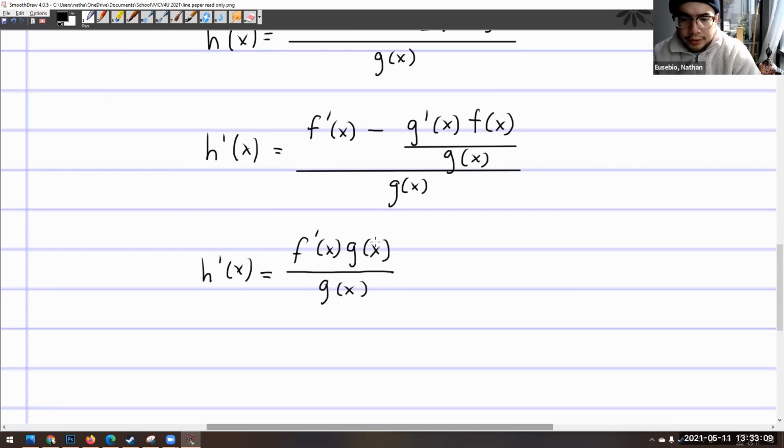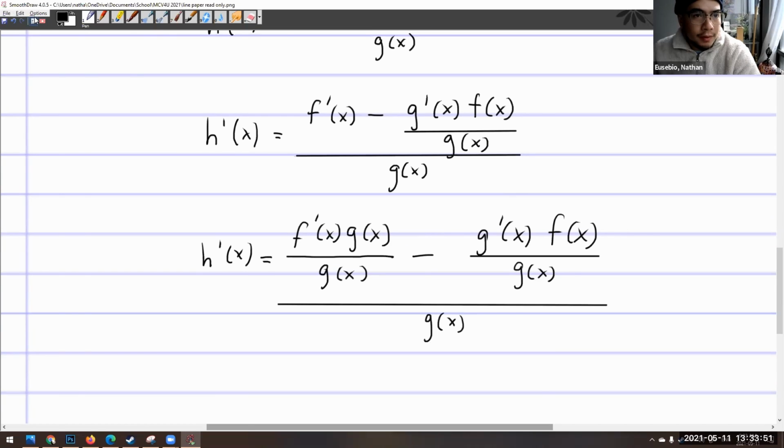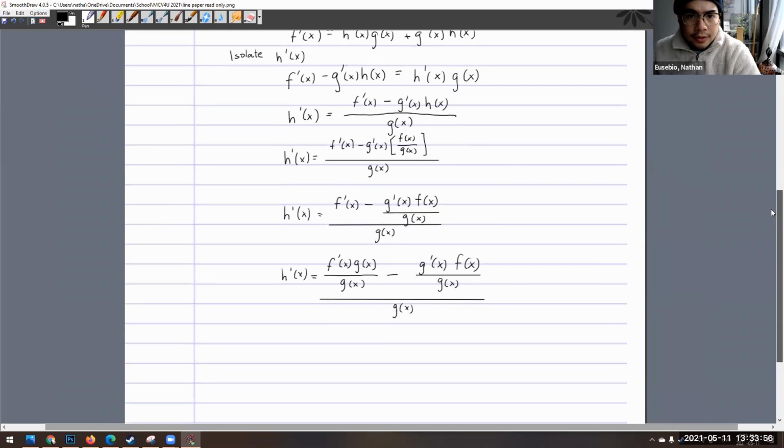I haven't really, again, changed much. I just gave it a common denominator. Multiply top and bottom by g of x minus g prime of x, g of x. That's what we got so far. I'm going to zoom out a little bit so you guys can see all the steps leading up. All right, so that's what we had so far.